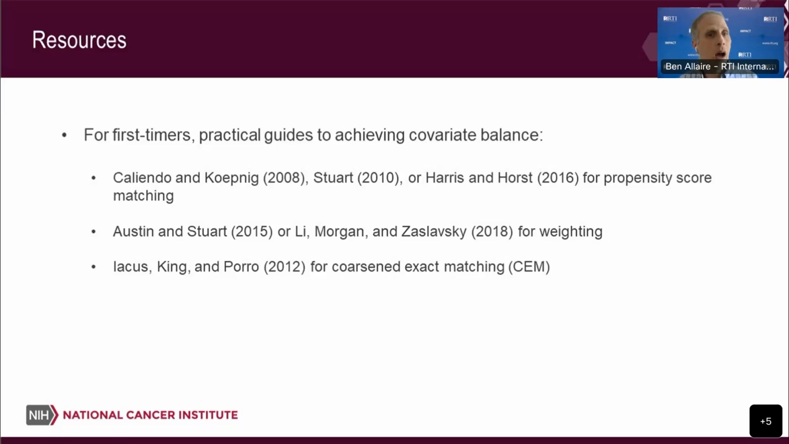For weighting, I really recommend Austin and Stuart, which is a really good resource. And then Lee, Morgan, and Slavinsky, hopefully I haven't butchered that too much, both of those tend to be wonderful resources for weighting. And then for matching, the Iacus, King, and Porro is sort of the seminal work on coarsened exact matching, which is what I tend to use when I have done matching. And so I recommend if you are going to go down that path that you start there.